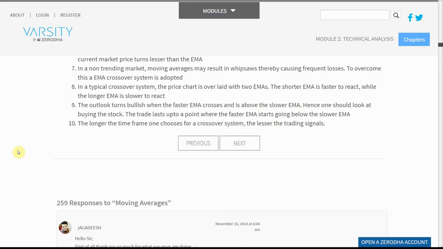The outlook turns bullish when the faster EMA crosses and is above the slower EMA. Hence, one should look at buying the stock. The trade lasts up to a point where the faster EMA starts going below the slower EMA. The longer the time frame one chooses for a crossover system, the lesser the trading signals.